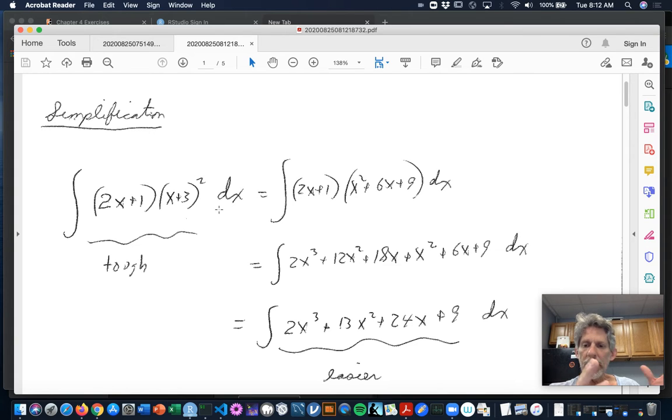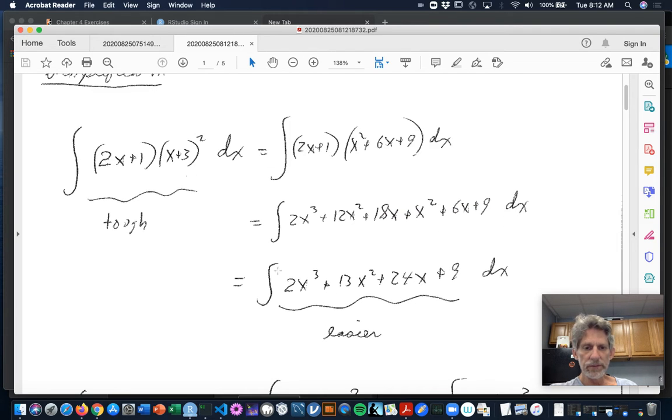But if you just use algebra simplification, square out the x plus 3, then distribute through, FOIL out this product here, and then gather like terms, this is much easier to deal with. We can find the antiderivative with the power rule, x to the fourth over 4, x cubed over 3, and so on, and the constants hanging around outside with the constant multiple rule. Algebra simplification can turn a difficult integrand into a much easier integrand.